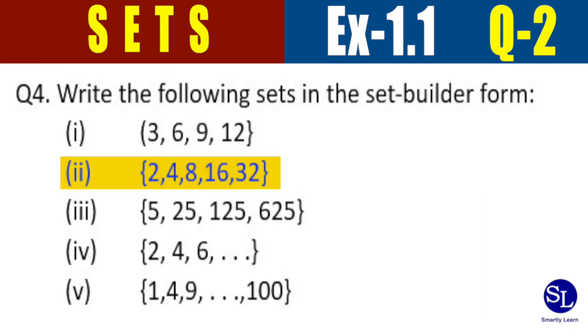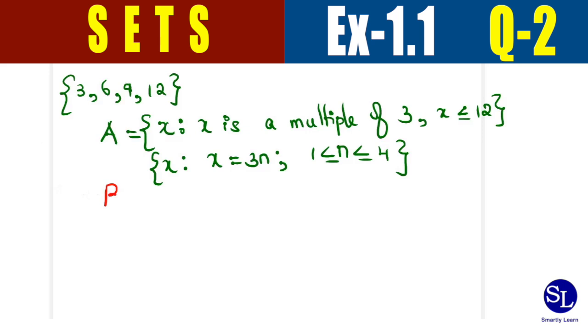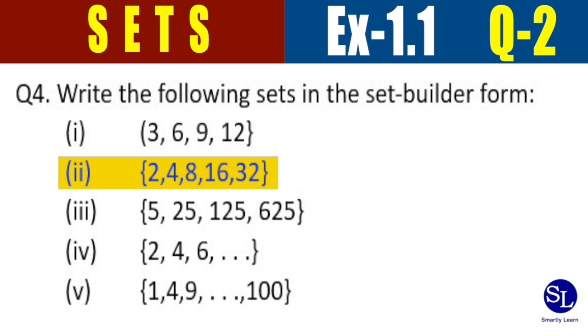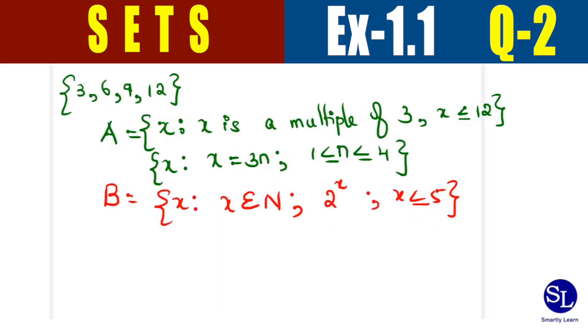Now let's look at the second subdivision. 2, 4, 8, 16 and 32. This time let me call this set as B. So B is equal to having elements X such that X is a natural number. So I'm using the shorter notation. X belongs to n. At the same time, I'm writing 2 power X where X is less than or equal to 5. Why? Because up till 2 power 5, 32 is what you have these elements as. So this is the shortest form of writing this set in the set builder notation.